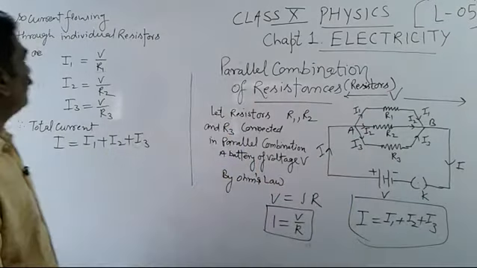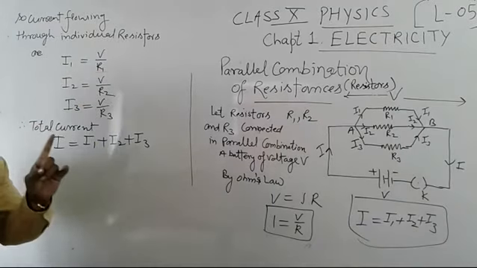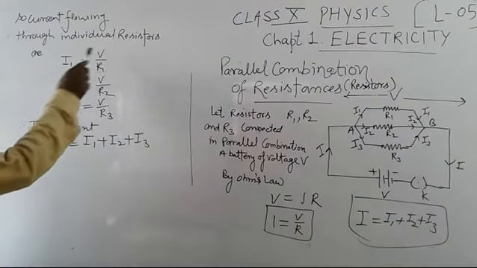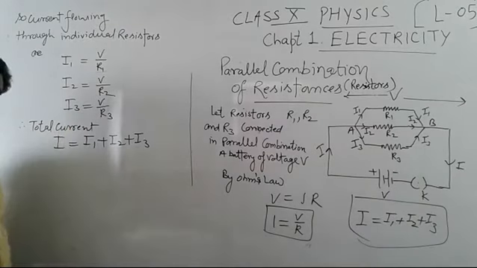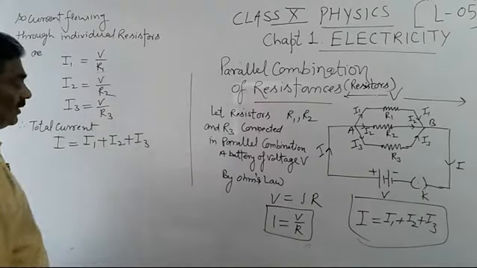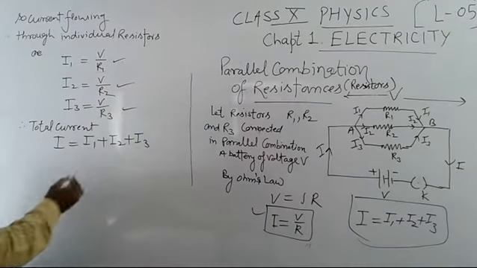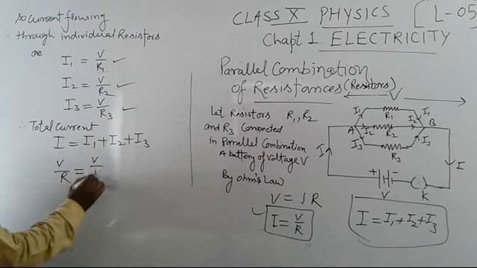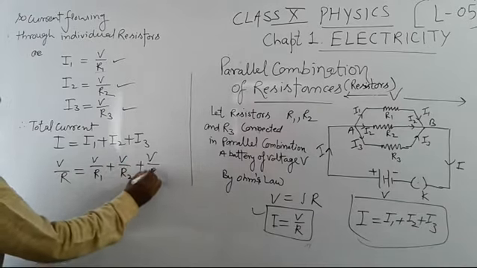In the same way, the current flowing through individual resistors, that is for R1, then R2, R3, we will have I1 is equal to V upon R1, I2 is equal to V upon R2, and I3 is equal to V upon R3. Now we know that total current I is equal to I1 plus I2 plus I3. Now we will put the values of I, I1, I2, I3 here. It becomes V upon R is equal to V upon R1 plus V upon R2 plus V upon R3, students.